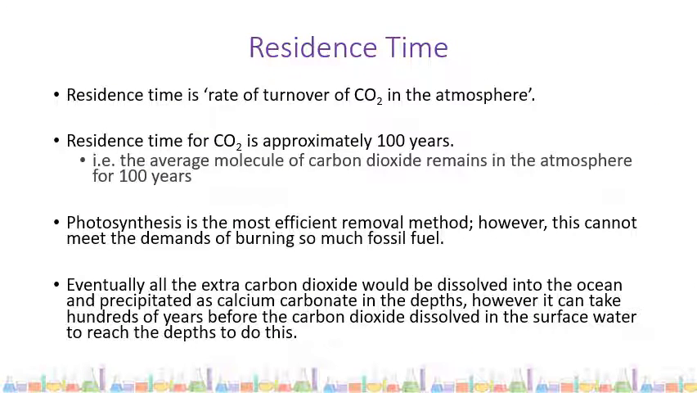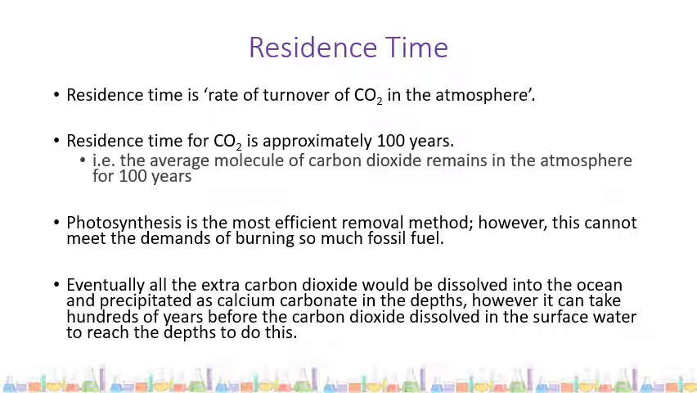Residence time is the rate of turnover of a gas in the atmosphere. It says there carbon dioxide, but it's for all gases. The residence time for carbon dioxide is approximately 100 years, and what that means is that the average molecule of carbon dioxide remains there for about 100 years. The most efficient removal method is photosynthesis. However, photosynthesis can't keep up with the demand that we're creating by burning so many fossil fuels.